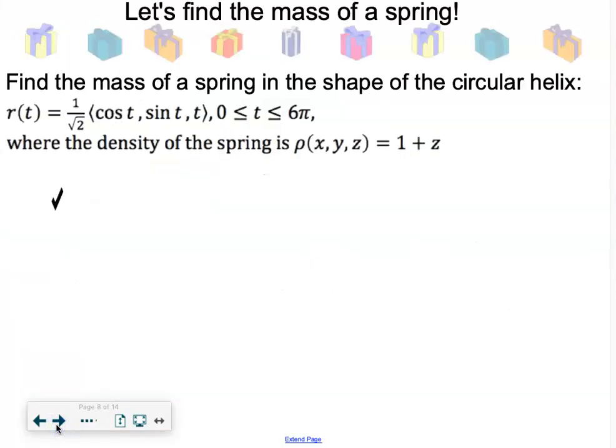Are we starting to feel a little better about parameterizing? A little better? Okay.